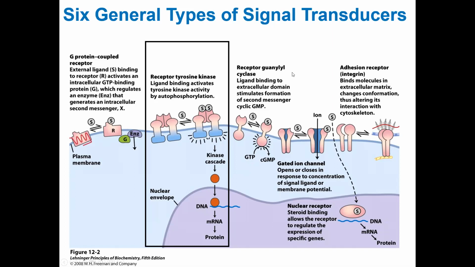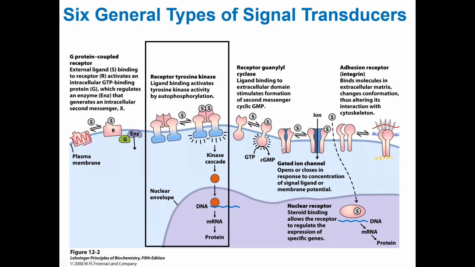The receptor guanylyl cyclase is typically a monomeric protein. When it binds to a signal, the cytoplasmic side of that protein will get activated. And when it gets activated, it will take a GTP molecule, not ATP, but GTP, and convert that to cyclic GMP. Okay, cyclic GMP is a second messenger that will go and bind and activate some other proteins. And that's how this signaling happens.